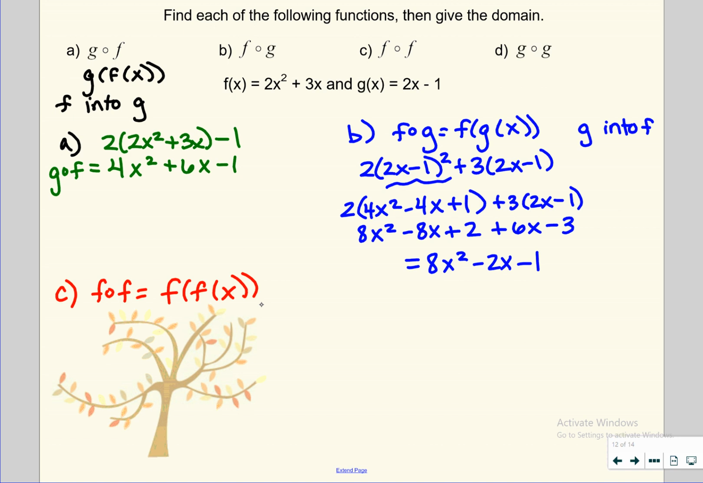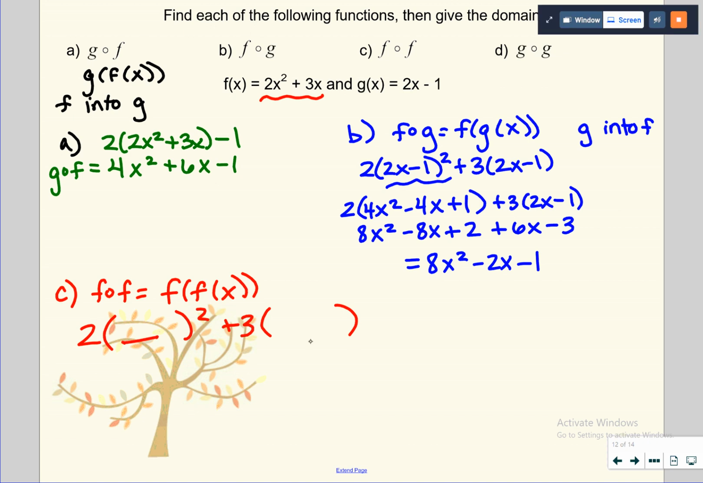What I'm going to do is I'm going to take function f, and I'm just going to take out the x's and leave a blank. Leave like a parentheses there, okay? So it's 2, and then I'll just put a parentheses where my x is squared, plus 3, and then another parentheses where my other x is. So I'm just leaving some room where my variable is, okay?